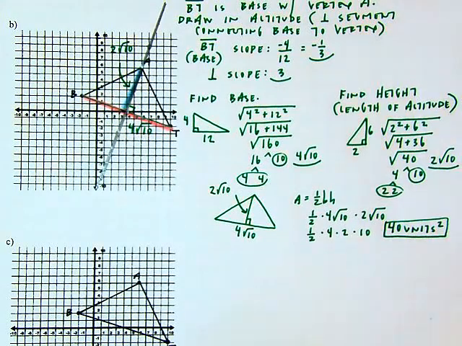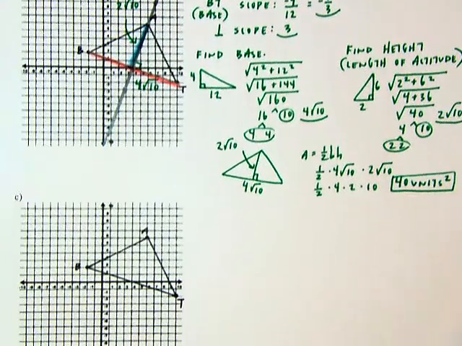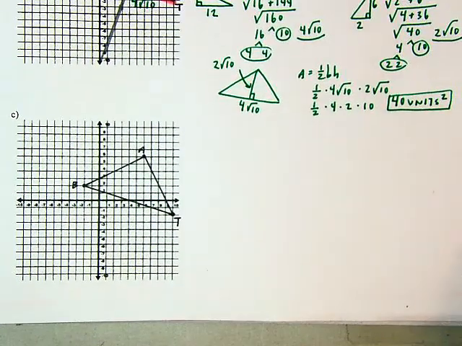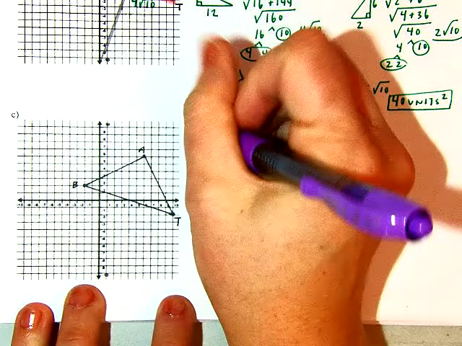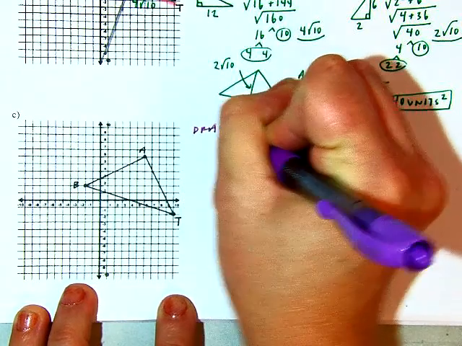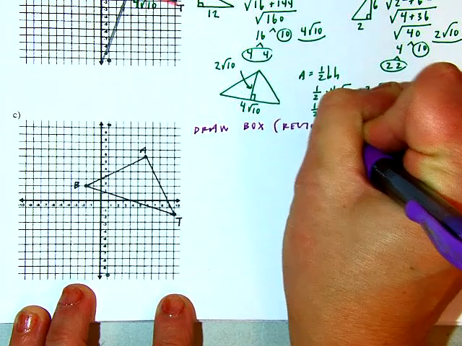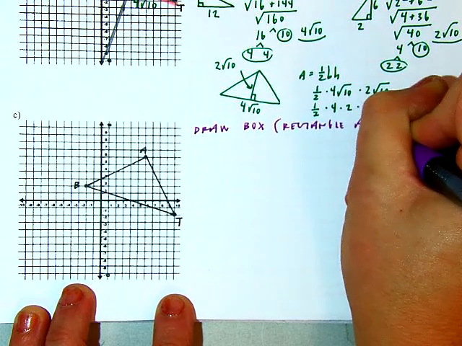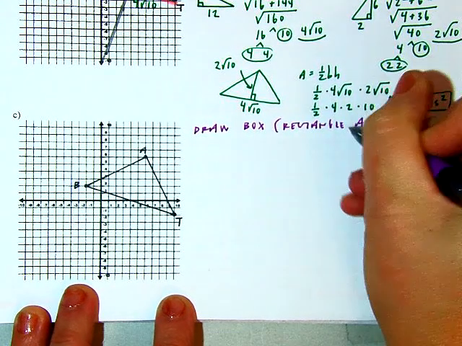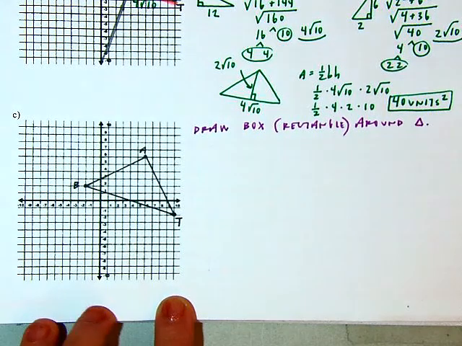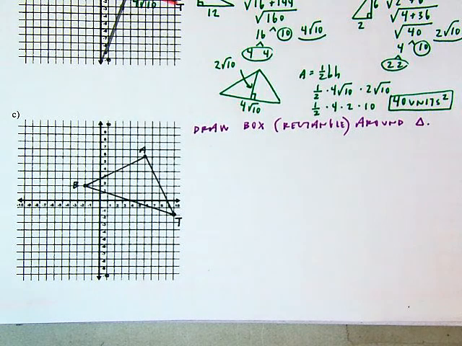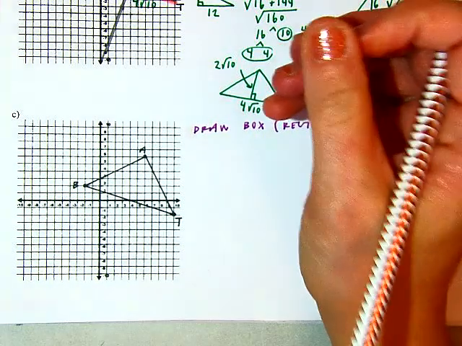Okay, one last method for showing area. So here what I can do last is I can draw a box around my triangle. So really I'm creating a rectangle. So draw a box, a rectangle around the triangle. So I'm just boxing it out.